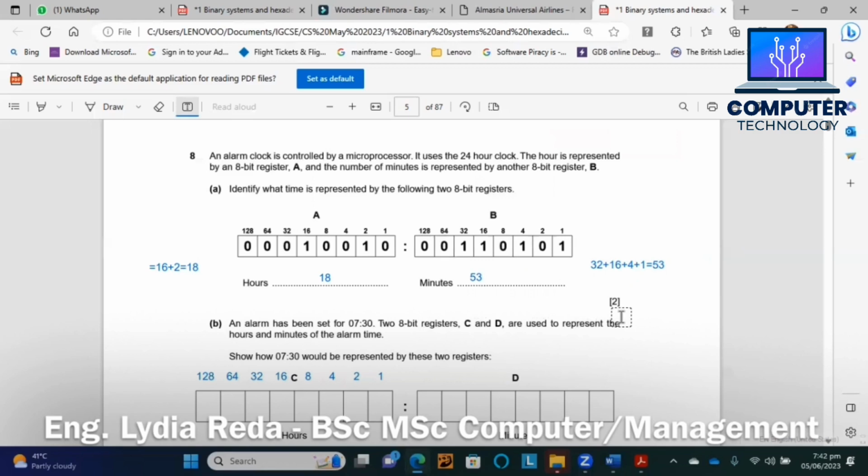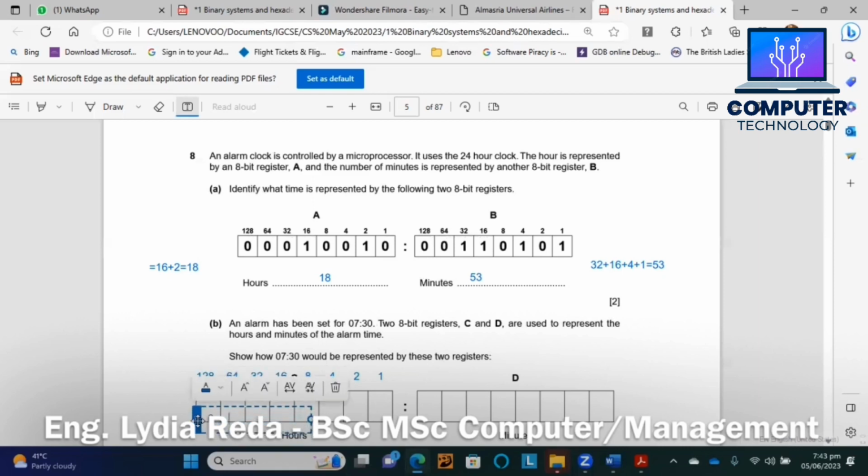An alarm has been set for 7:30. Two 8-bit registers, C and D, are used to represent the hours and minutes. Show how 7:30 would be represented by these two registers. So he wants to see these in binary now. The first one is for the 7, the second one is for the 30. Does the 7 contain 128? No.